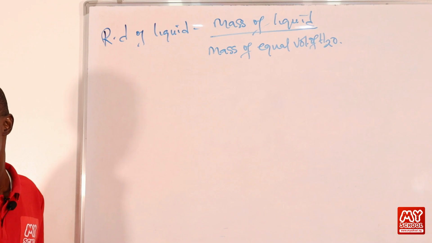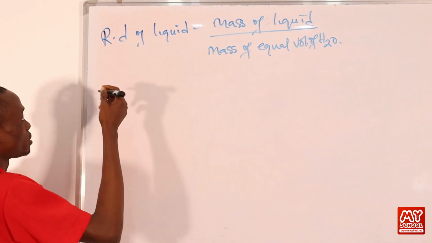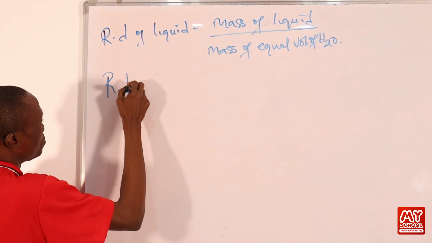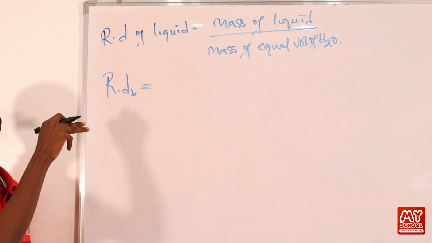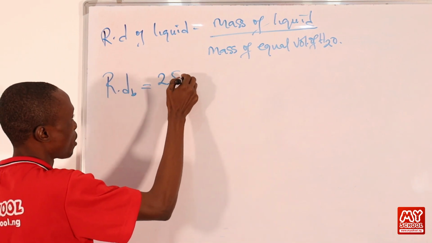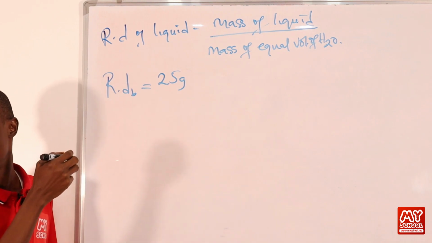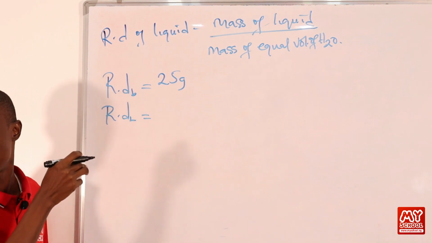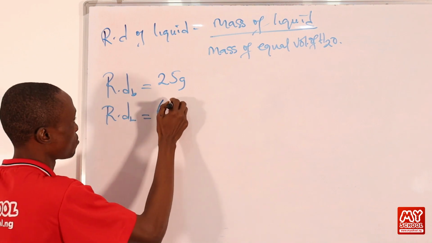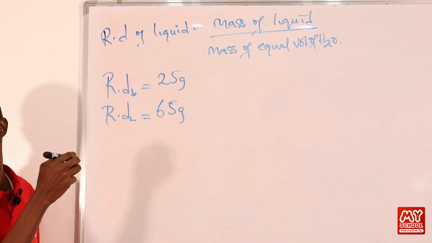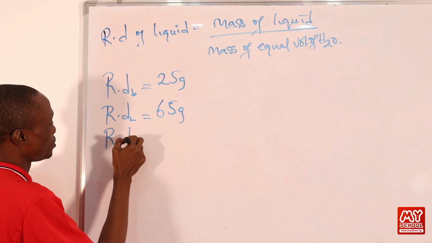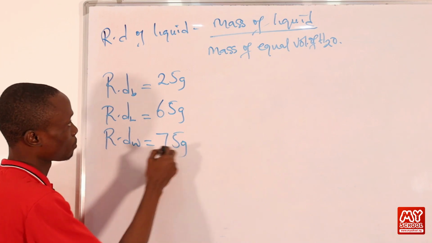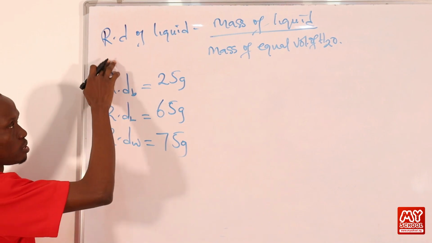So let's pick out some information that are given to us. The relative density bottle when it is empty, let's call it B. This is the mass of the relative density bottle. They said it weighs 25 grams. When it is filled with liquid, let's call it L. It weighs 65 grams. Then when it is filled with water, let's call it W, that is 75 grams.